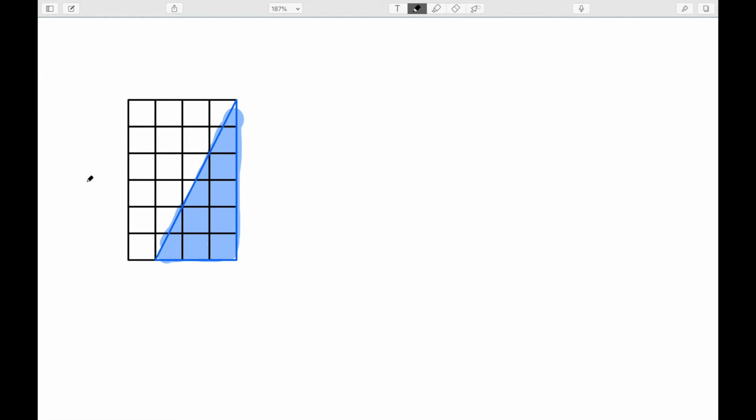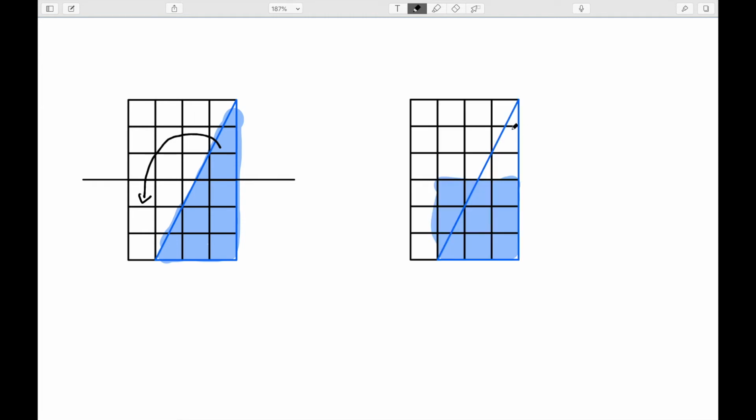Another more advanced method would be to cut the triangle in half here and take this portion and move it down. In this case, we would take these top 3 portions and move them down here so that I can still see this would be 9 square units of area.